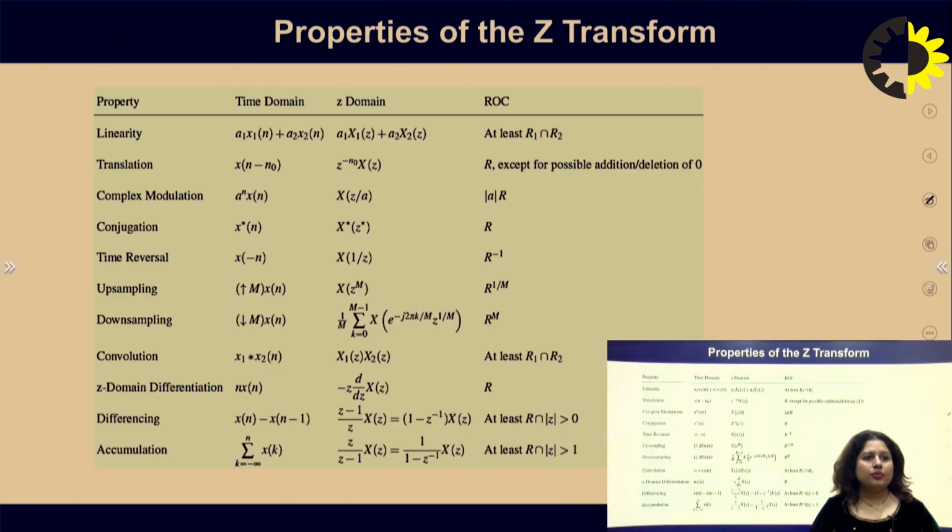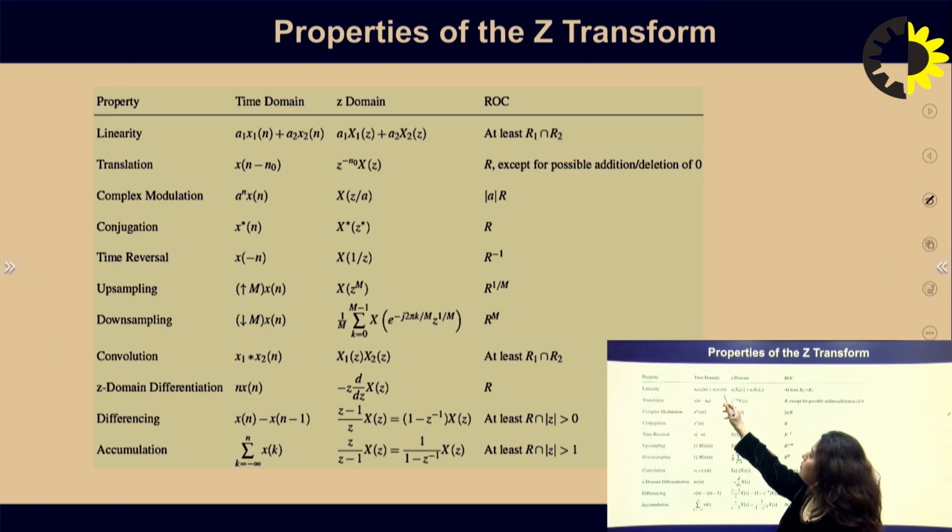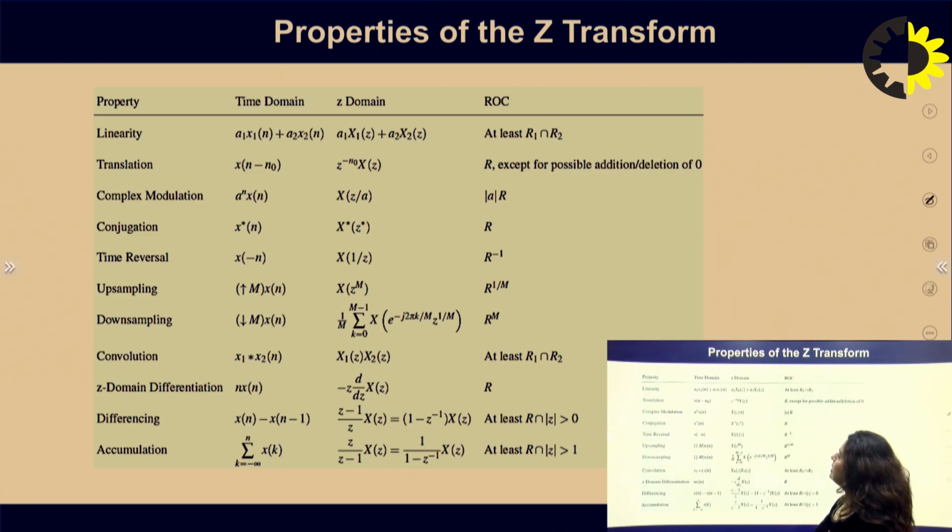So there are some properties of the Z transform. We will go through these properties in a hurry. Linearity is the property which we have already discussed in Laplace transform. There are some properties which are different from Laplace transform because it's a discrete time sequence. In linearity, a1 x1[n] plus a2 x2[n] is the time domain version, and when we take the transform of this time domain sequence, you will have a1 X1(z) plus a2 X2(z) in the z domain.